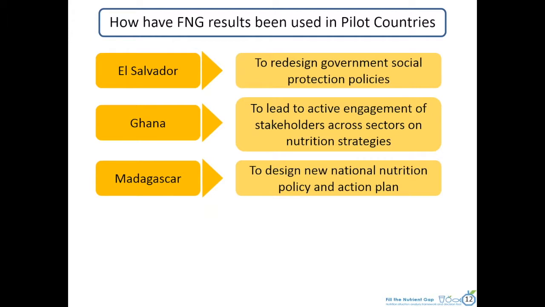And how has this analysis been used, for example, in the pilot countries that I was mentioning, El Salvador, Ghana, and Madagascar? The analysis is usually used to help guide the dialogue around solutions. For example, in El Salvador, it helped in thinking how social protection programs could be made more nutrition sensitive as part of a national redesign of social protection programs. Or, for example, in Madagascar, to redesign the new multi-sectoral nutrition policy and action plan.